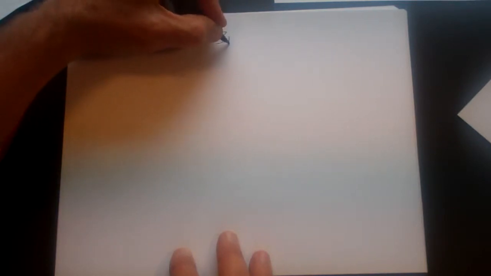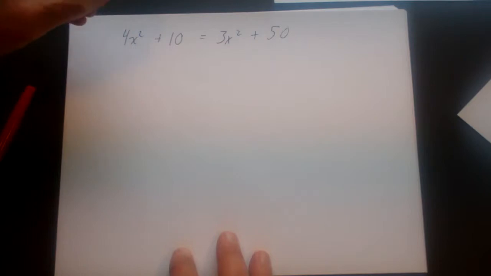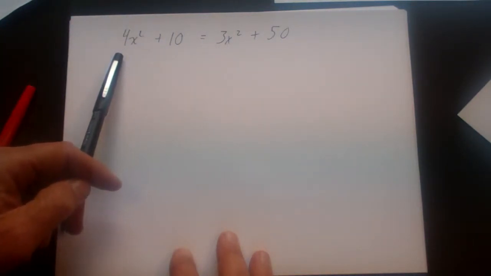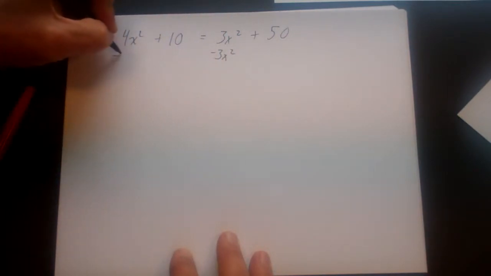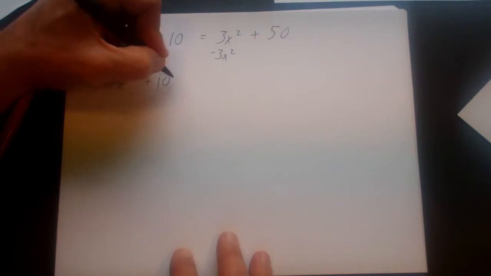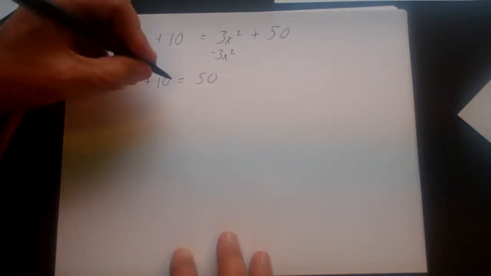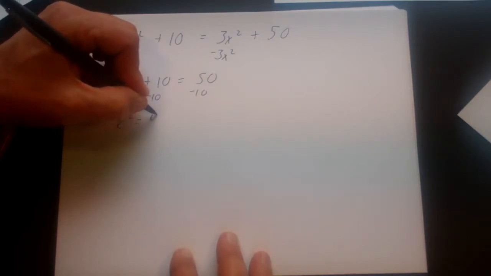So let's look at the third problem. 4x squared plus 10 is equal to 3x squared plus 50. This is also a SQUEBFTSR problem because you have an x squared term but no x term. So I'm going to isolate the x squared term. You have minus 3x squared minus 3x squared. You have x squared plus 10 is equal to 50. Now I'm going to subtract 10, and you have x squared is equal to 40.